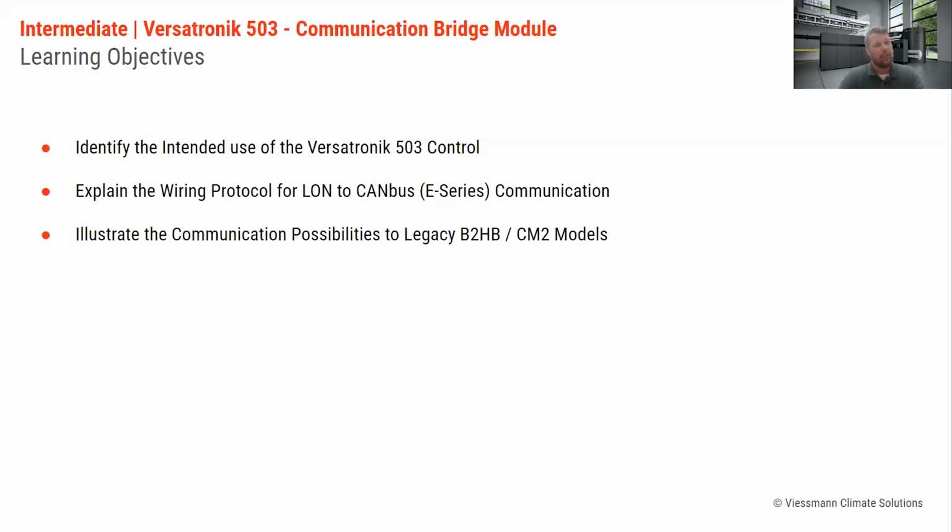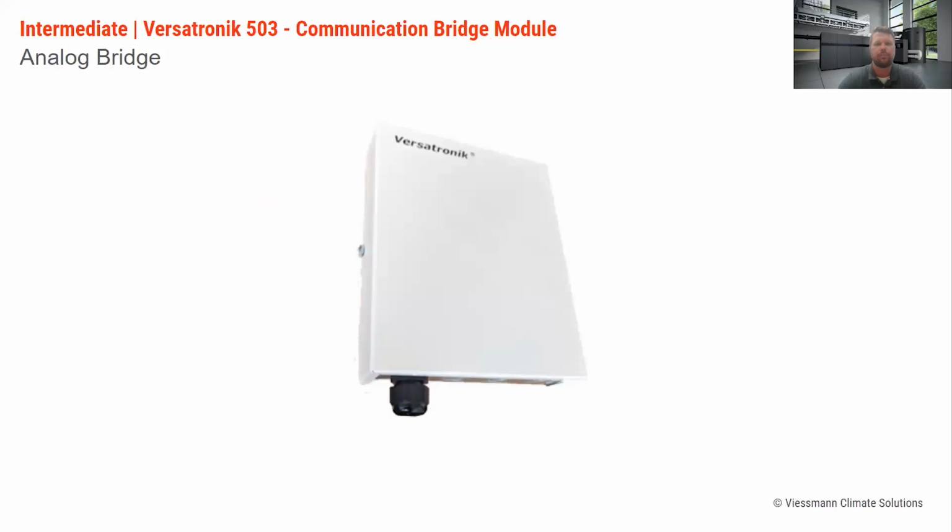Quick intro to it. It does take our LAN communication and allows us to take some current and some legacy products that use our LAN communication and transfer that to a CAN bus communication, which is used in our new E series. So that Viessmann 200E or the CI2 models. And we'll illustrate the communication possibilities between those legacy, say a B2HB, CM2 models, and things of that nature.